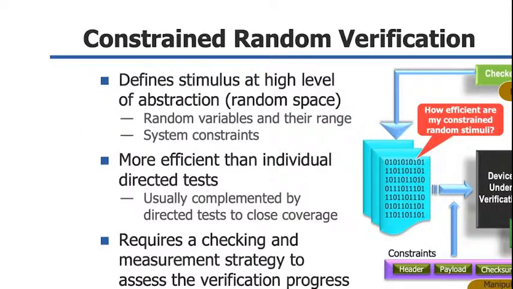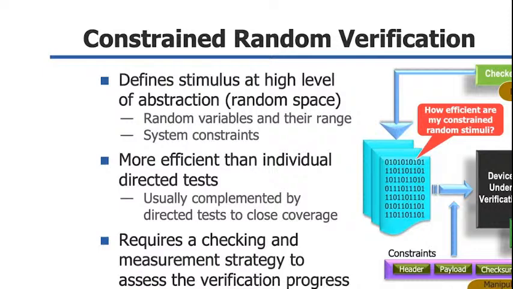High-level view of constrained random verification. What we're doing is defining stimulus at a high level of abstraction. We're creating a random space, and then we're defining constraints, or a set of system constraints, that define all the possible scenarios that we want to stimulate our design. And this can be more efficient than individual directed tests, but you can of course complement this with a mixture of random tests and directed tests in your verification process.